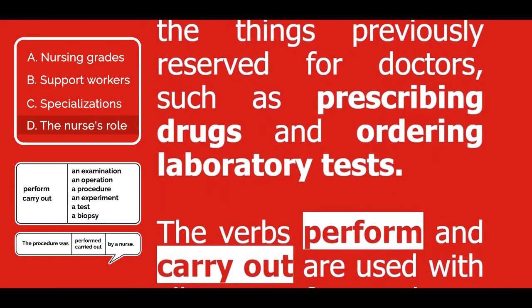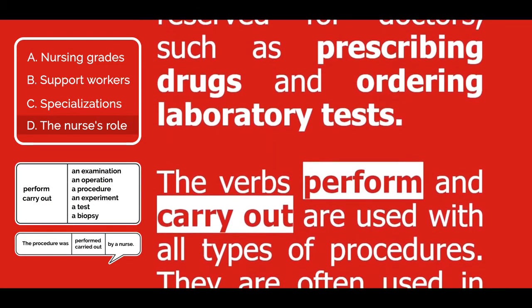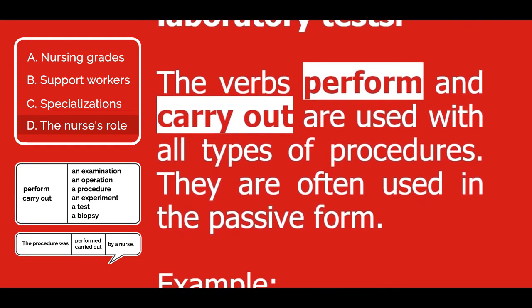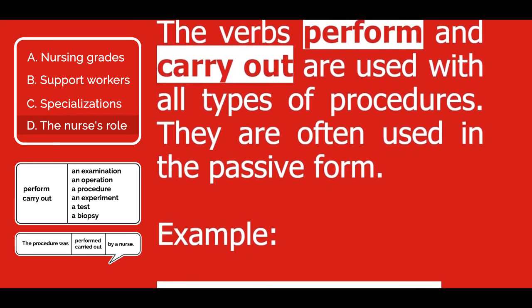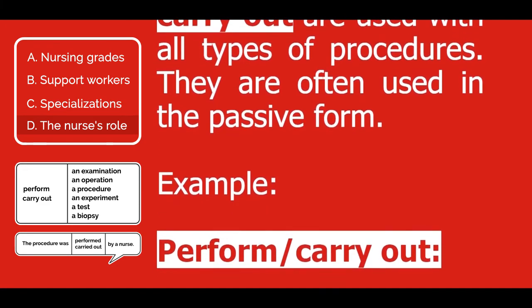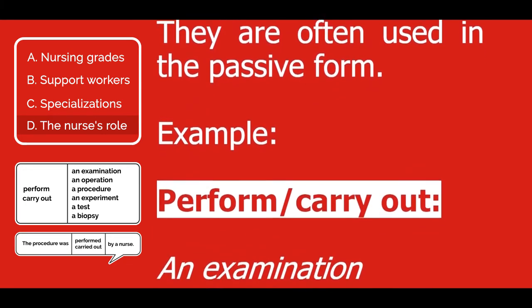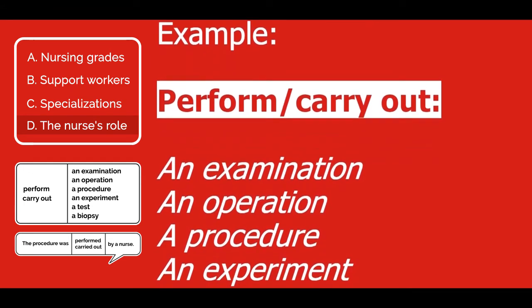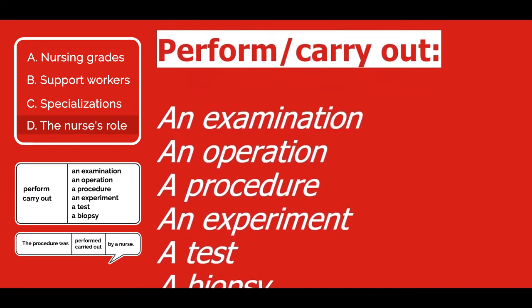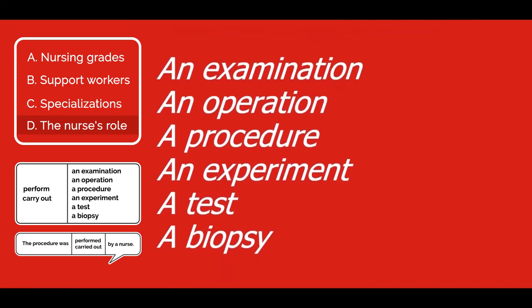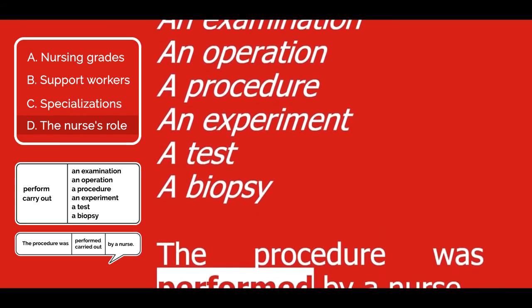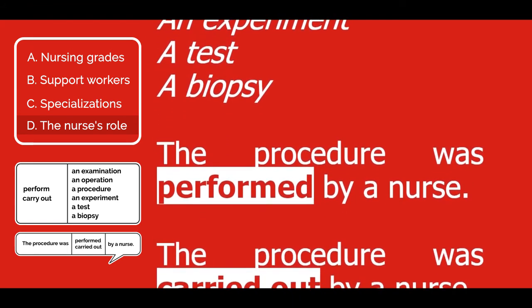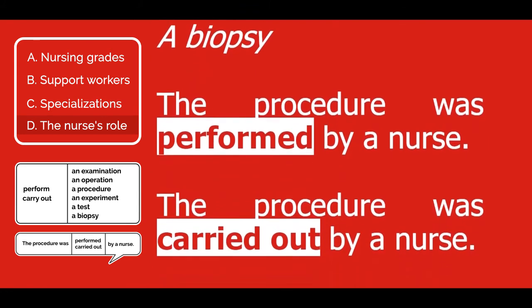The verbs perform and carry out are used with all types of procedures. They are often used in the passive form. Example: perform, carry out. An examination, an operation, a procedure, an experiment, a test, a biopsy. The procedure was performed by a nurse. The procedure was carried out by a nurse.